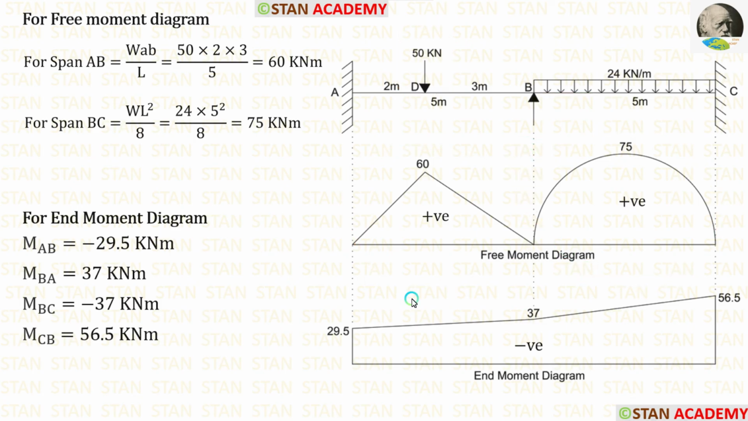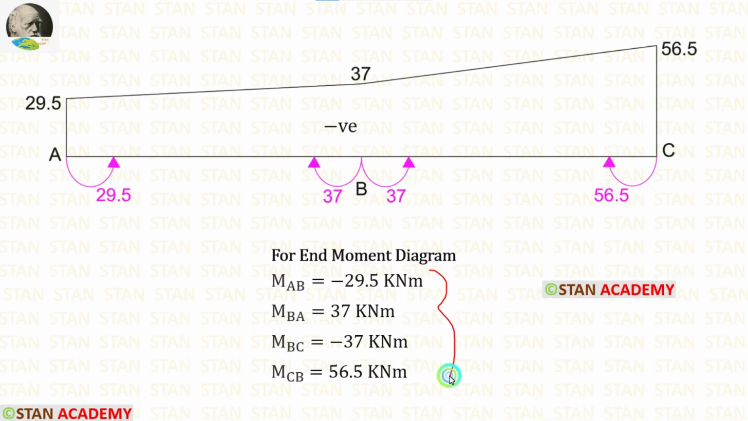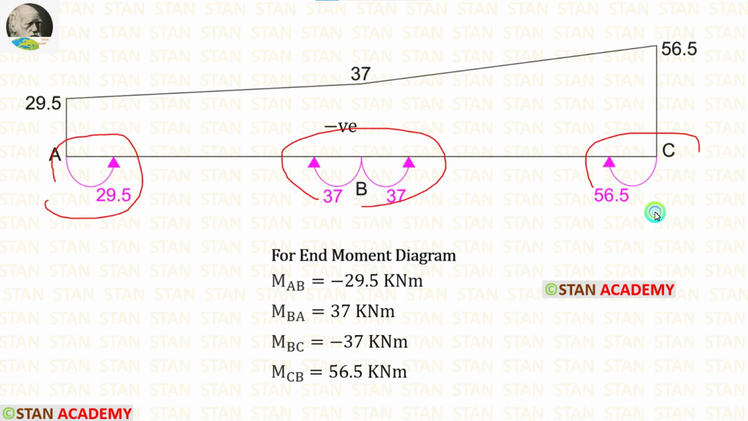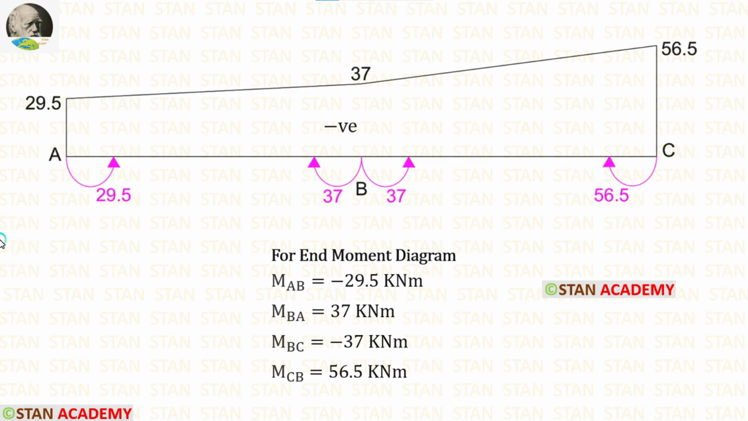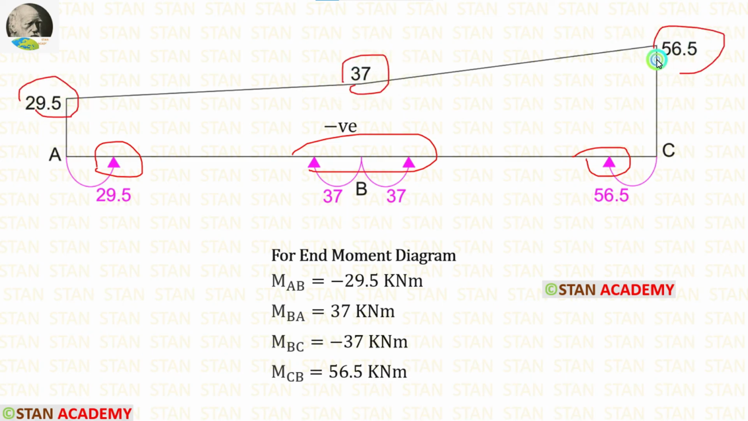Now let us see how to draw the end moment diagram. Using the end moments, we have to draw the end moment diagram. First, we have to draw this line. We have to draw these clockwise and anti-clockwise curves according to the moments. Then we have to see the direction of the arrows. All of the arrows indicate upwards. So all of the points come above the line.